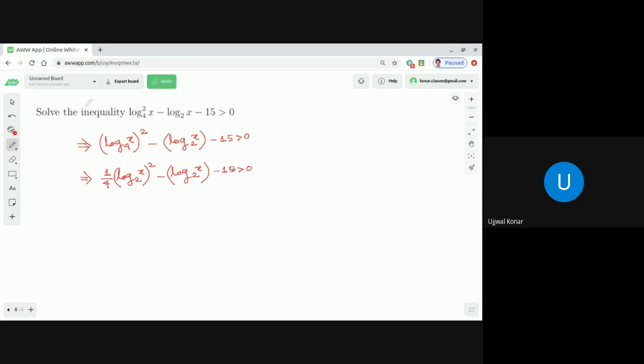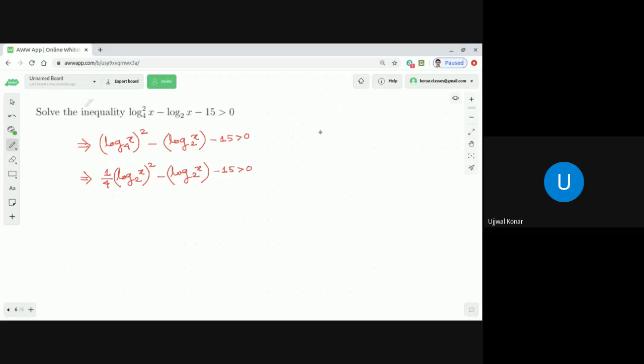Some of you may ask, sir, how does log of x base 4 become 1 by 2 log of x base 2, and then the square becomes 1 by 4? As I said, it comes from the property, but sometimes you may forget that property. If you forget it, your task is still to convert log of x base 4 in terms of log of x base 2, and you can do it. How? There is a way to do it.